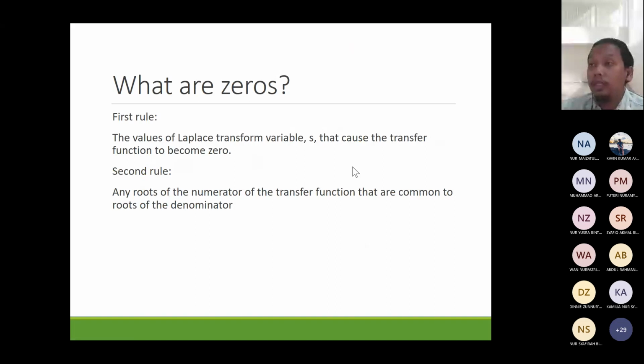Now let's look at the definition of zeros. Using the first rule, it is the value of the Laplace transform variable s that causes the transfer function to become 0, or it's the roots of the numerator that are common to the roots of the denominator. So let's look at an example.